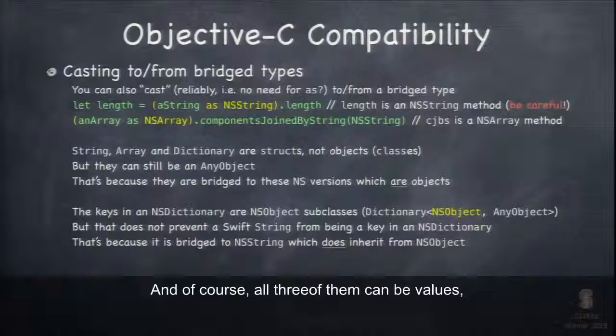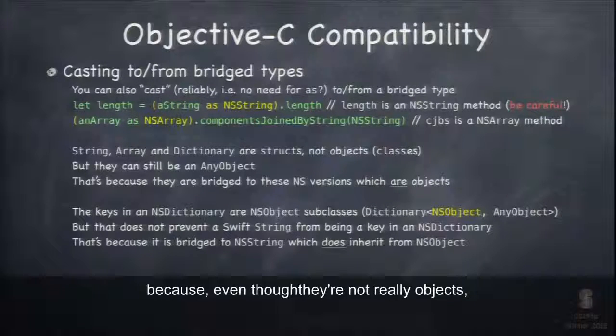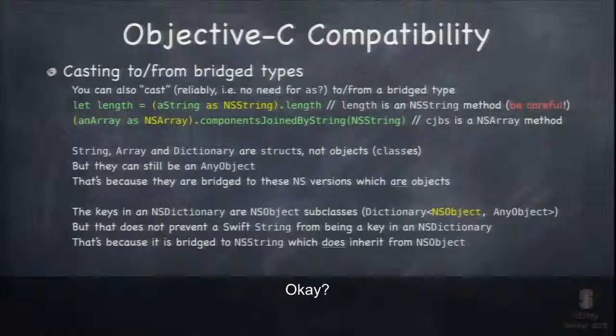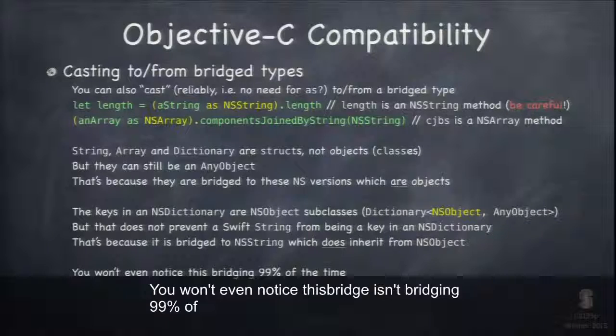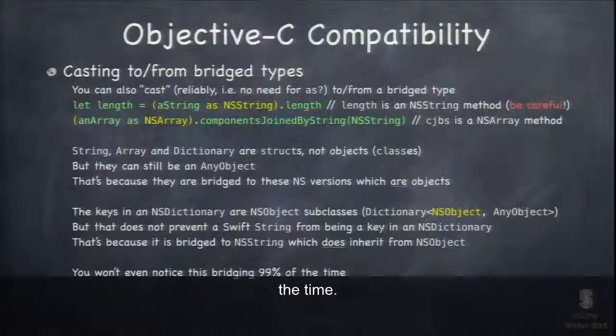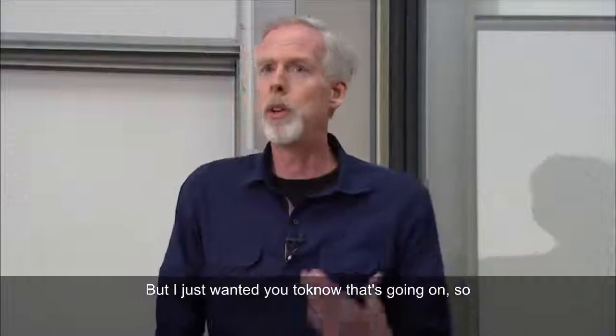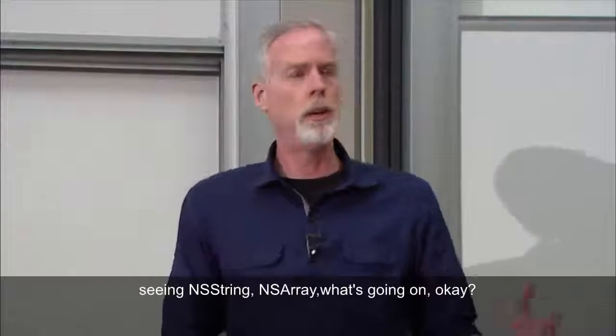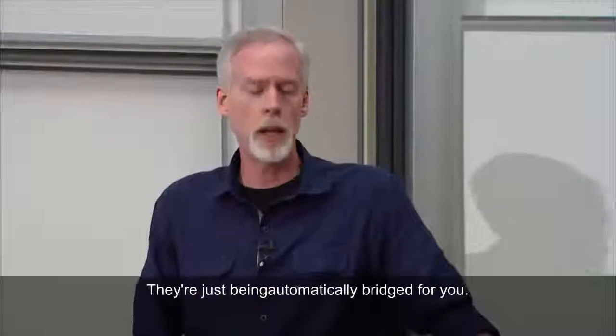And of course, all three of them can be the values, because even though they're not really objects, they are structs, they are bridged to things that can be, okay? So it is okay to pass a String or an Array to AnyObject. You won't even notice this bridging 99% of the time. It just happens automatically, but I just wanted you to know that that's going on so you don't get confused when you start seeing NSString, NSArray, and wonder what's going on. They're just being automatically bridged for you.